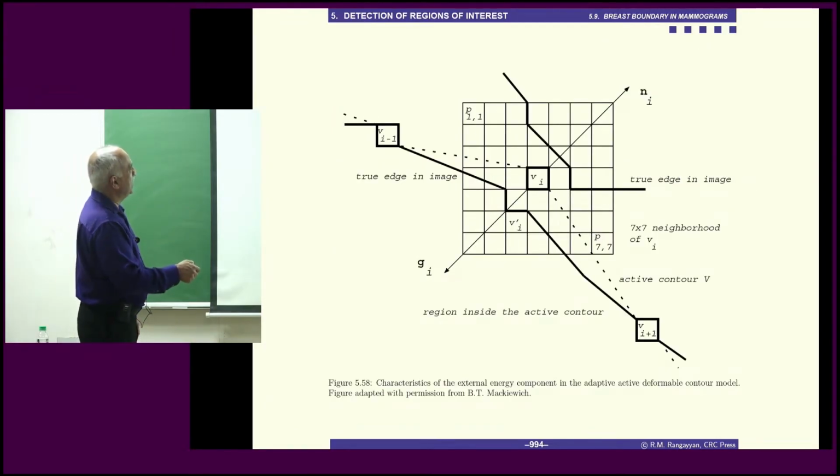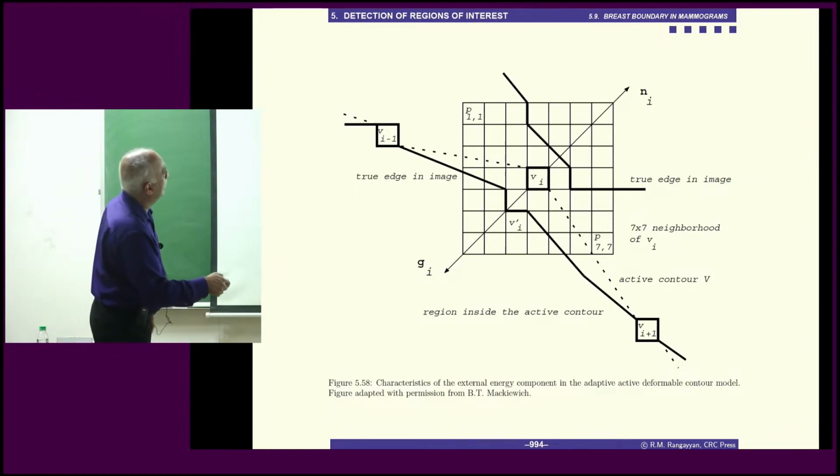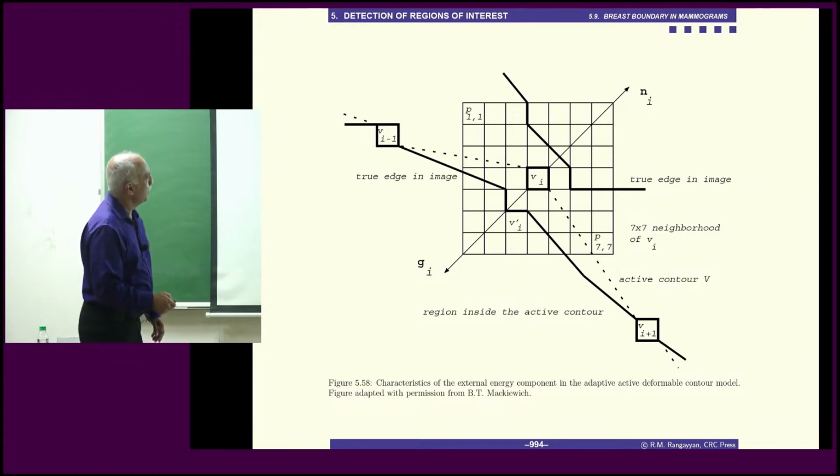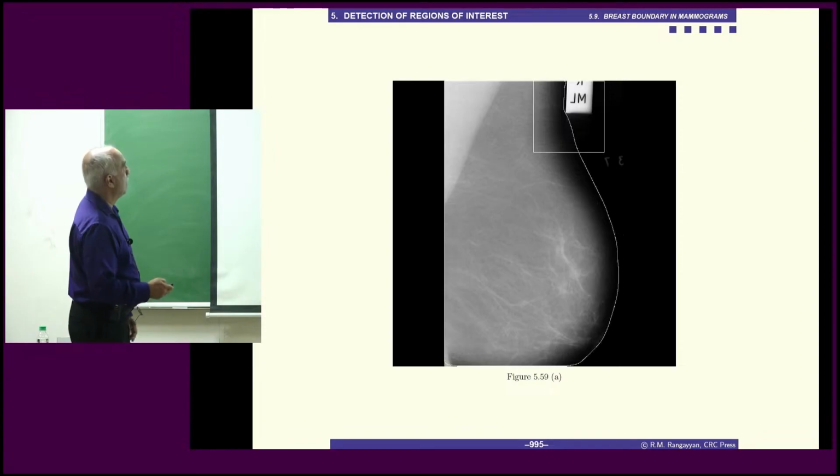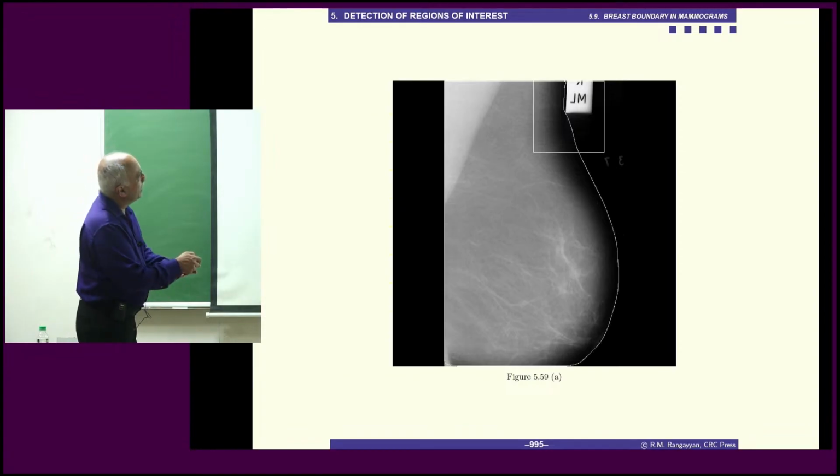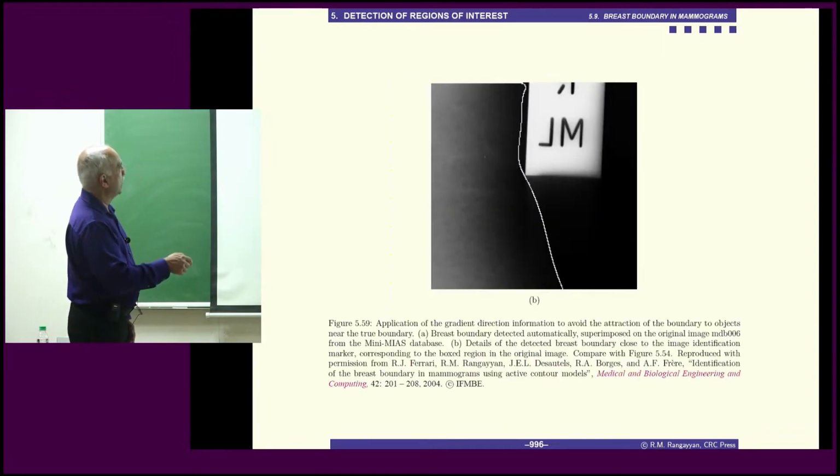So this is the pixel that needs to be corrected, and that is the normal direction, and the scope of modification is this. The true edge in the image is there, and the contour is here. You want to push it towards that. So in this case it worked well. The contour went through here instead of including that object in this manner.